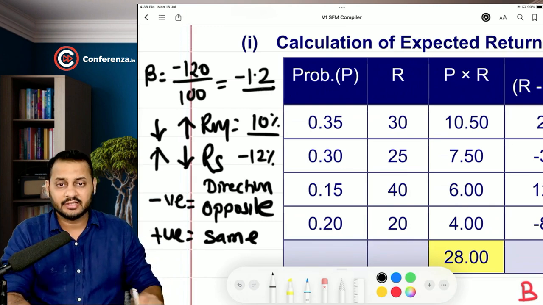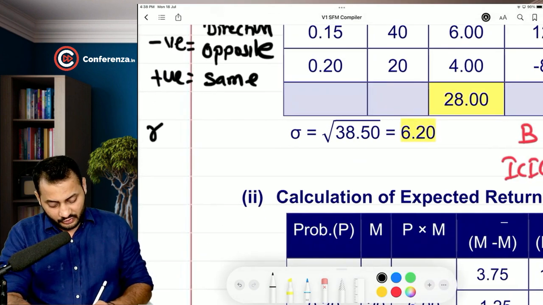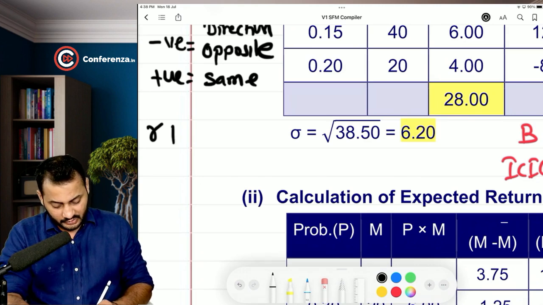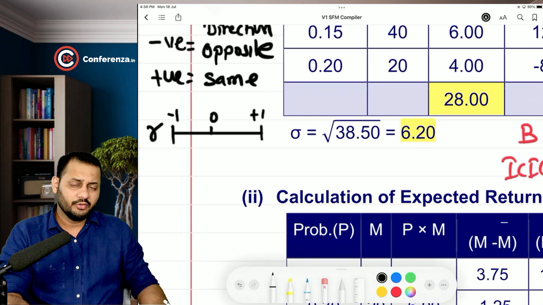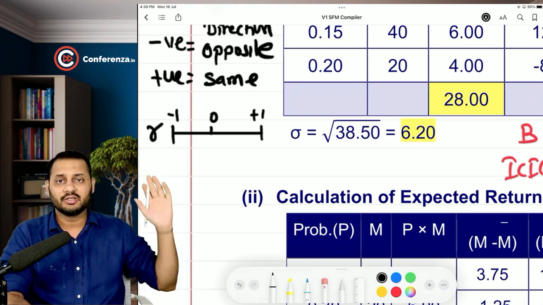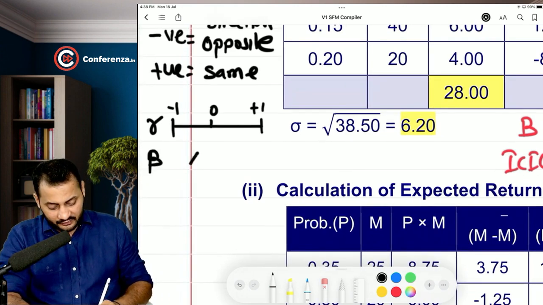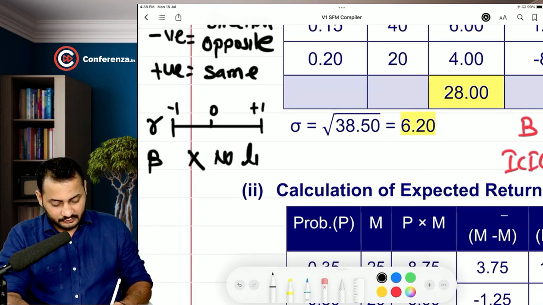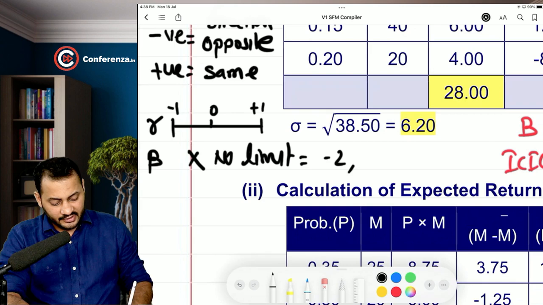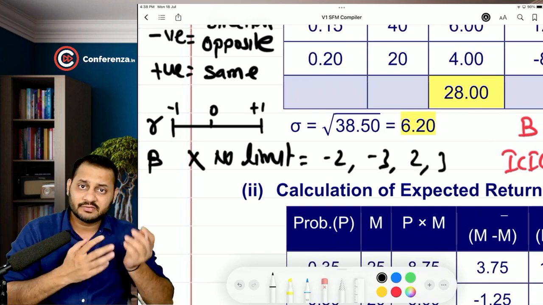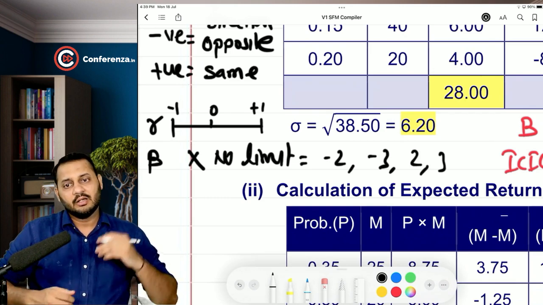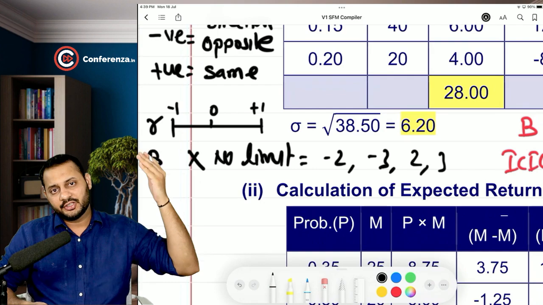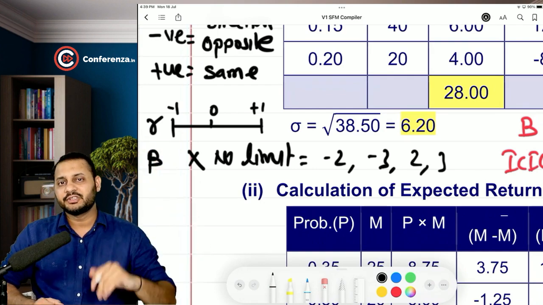It is represented like this. Correlation coefficient had this limit of -1, 0 or +1. I told you that the correlation coefficient cannot go beyond this limit, but beta doesn't have such a limit. So beta can be -2, -3, 2 or 3 as well. It can go up to any point. Beta doesn't have any limit. But the approach of interpretation of correlation coefficient and beta is the same.